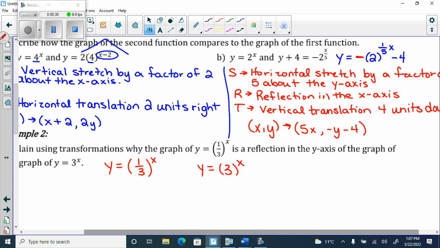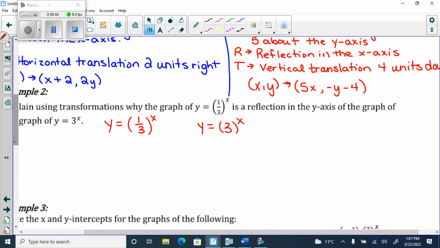And remember, we just said this. In order for there to be a reflection in the y, I need to have a negative x. Right? So what base could I make them both be? Make them both be base 3. So how can I make 1/3 be 3?